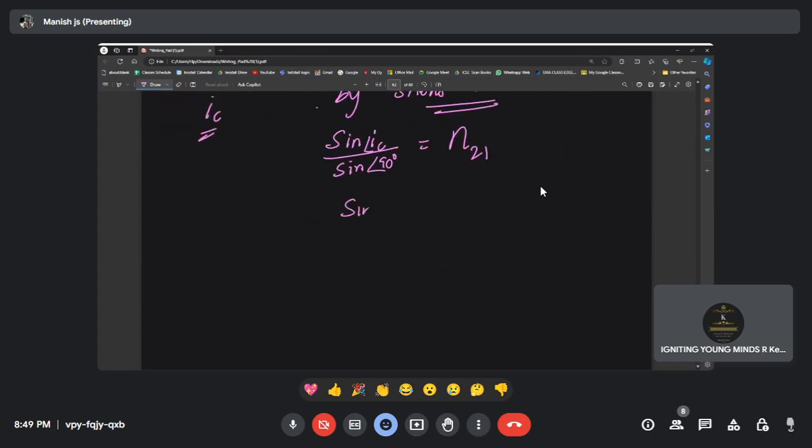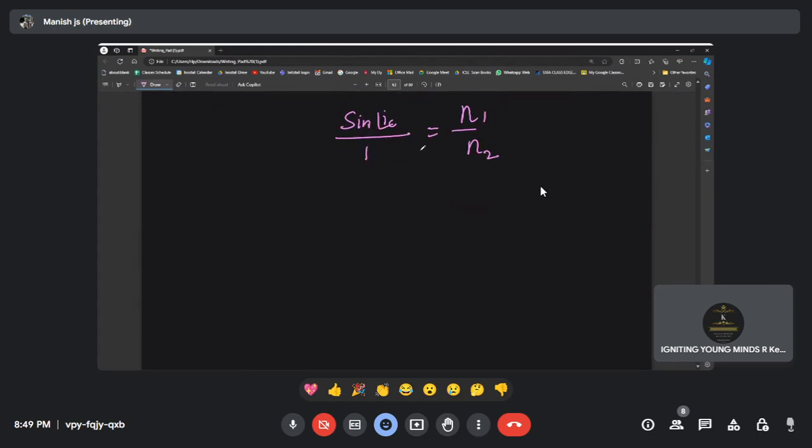So I write sine IC, and you all know that sine 90 is equal to 1. So upon 1 is equal to this n to 1, which is written as n1 upon n2. So we can write sine IC is equal to n1 upon n2. Now substitute the values. N1 is your rarer medium, so it is going to be air, so it is 1. N2, let's generalize and take it as N. Any refractive index, it can work for any media.